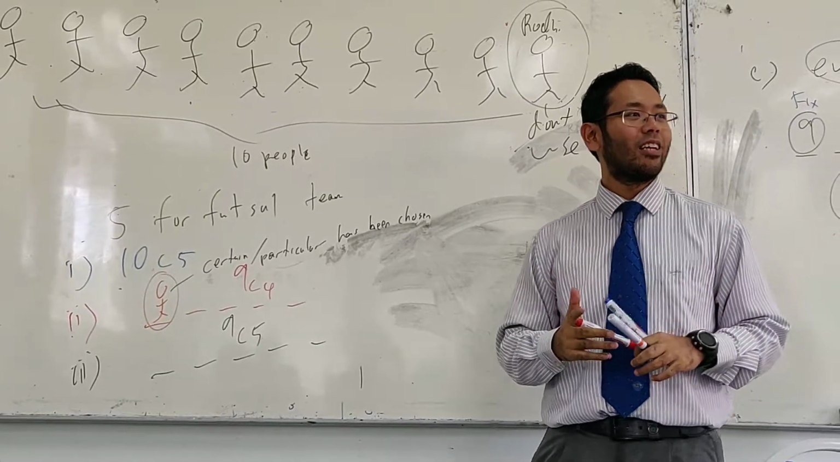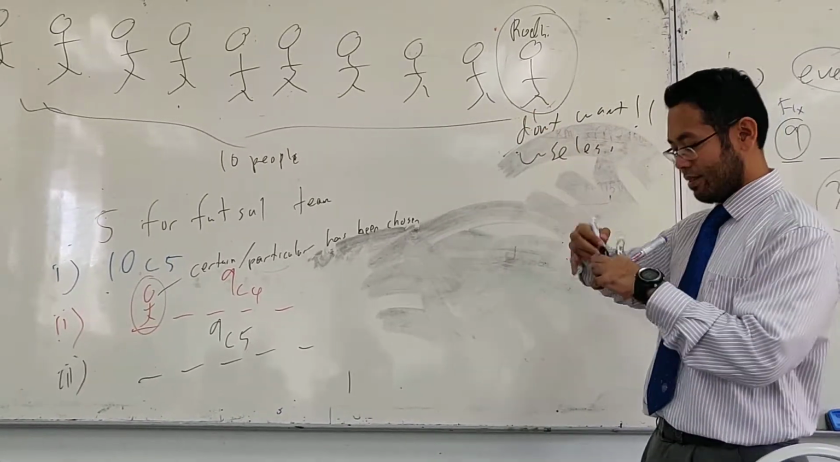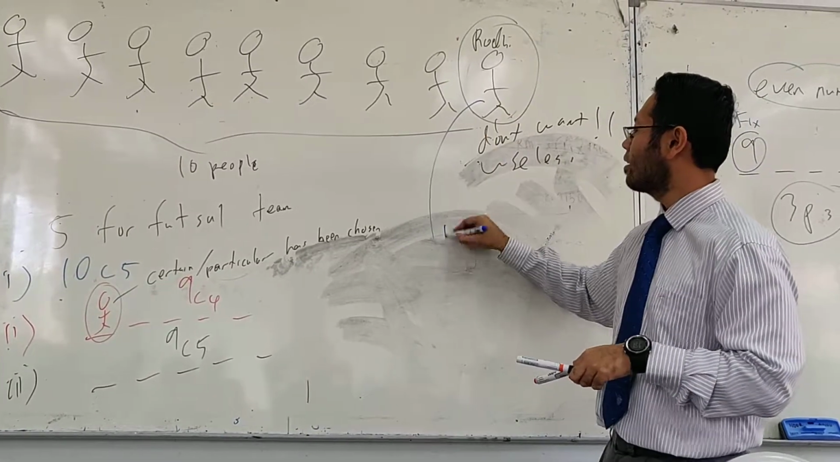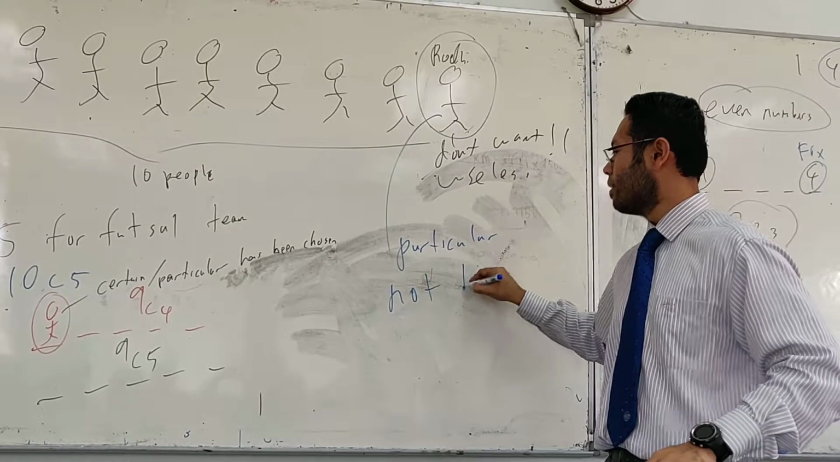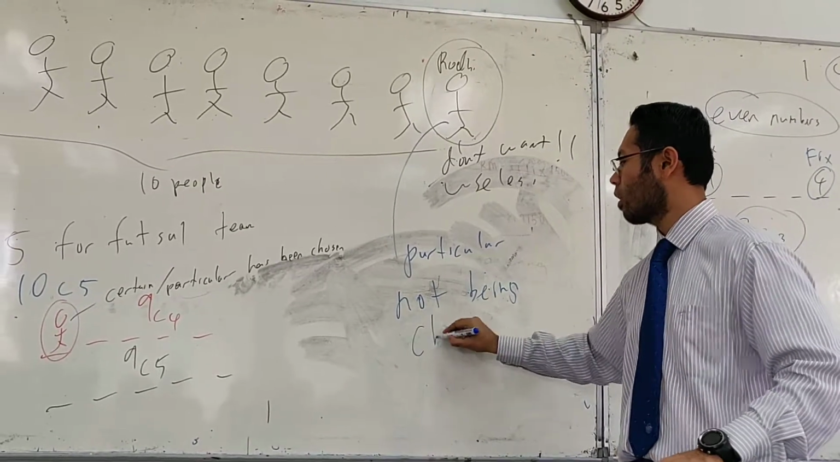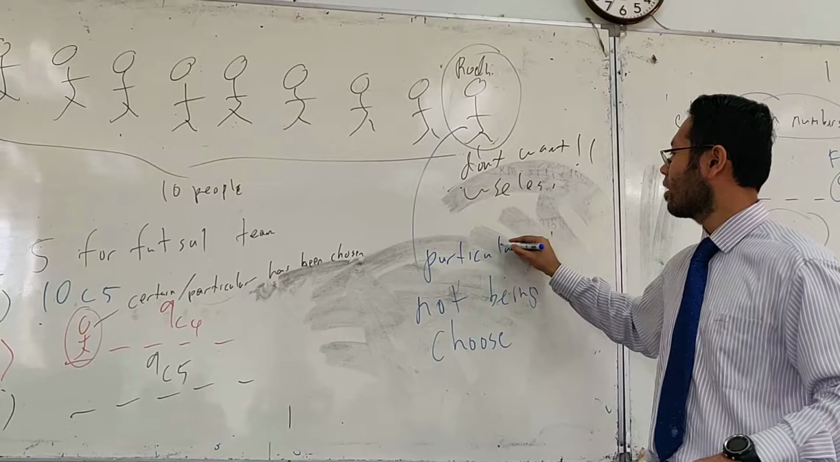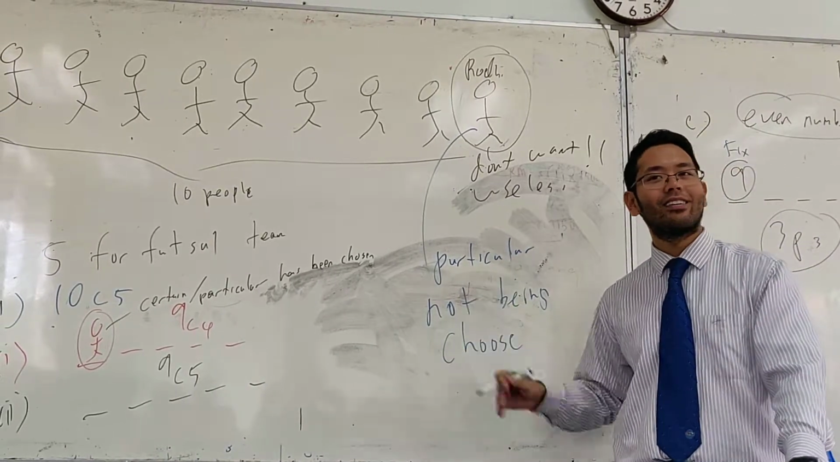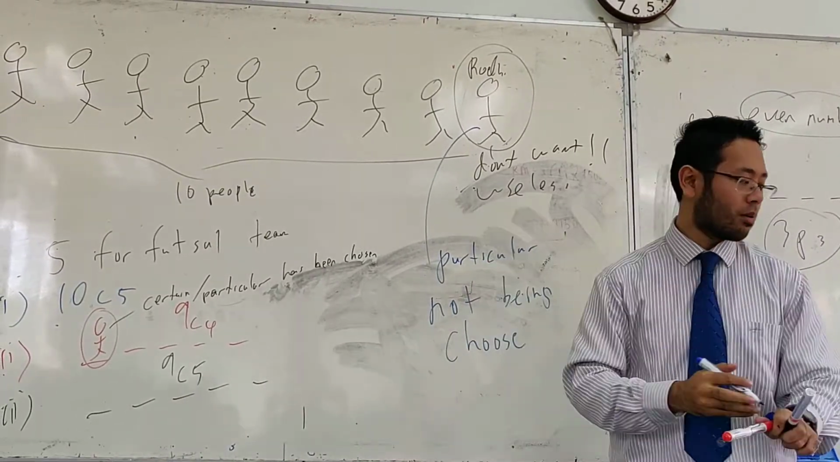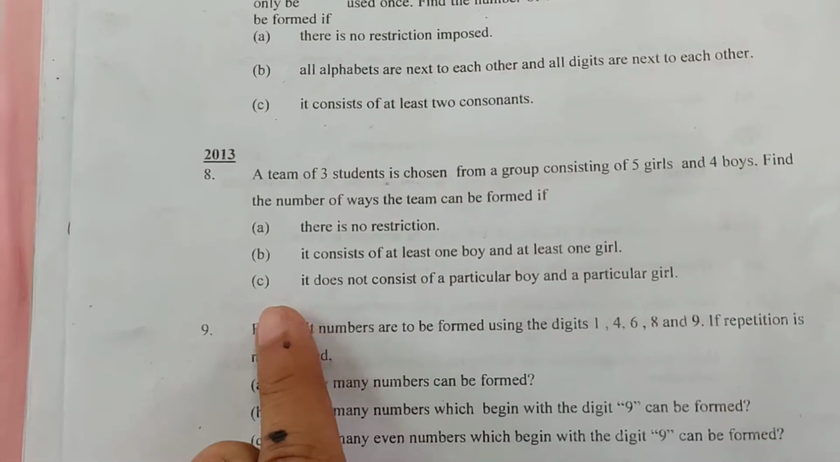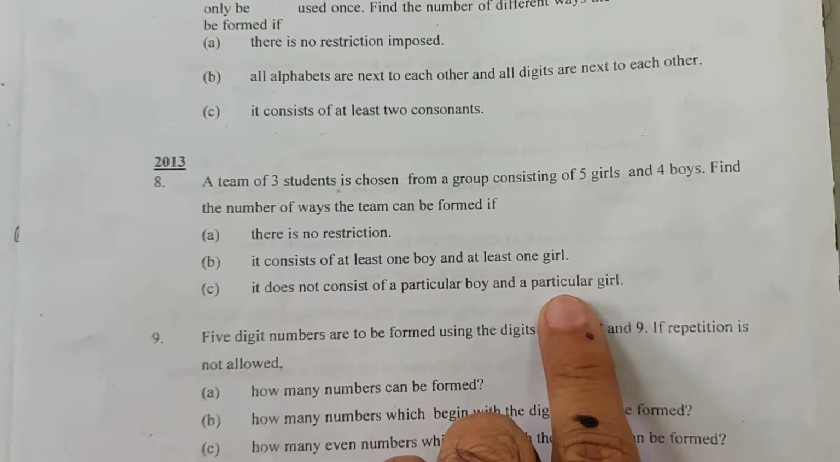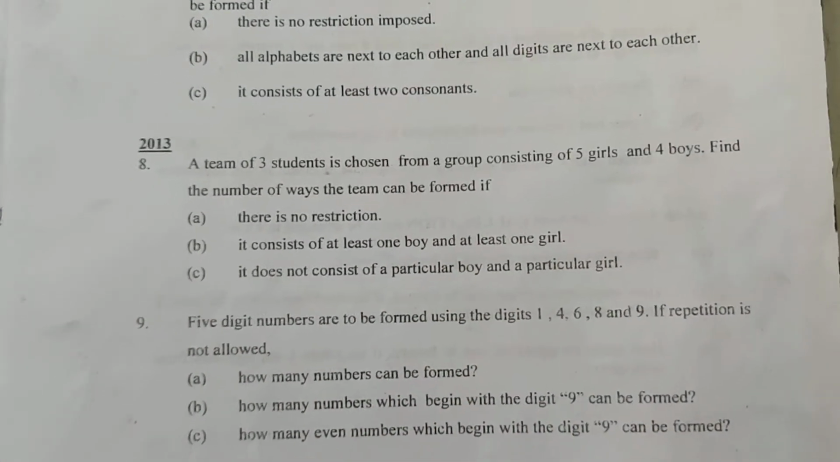We understand now. So this is what we call particular people not being chosen. Are you okay? Understand that? It's the same question as number 8C. Let me show. This is question number 8. And it's the same type of question, 8C, does not contain a particular boy and a particular girl.